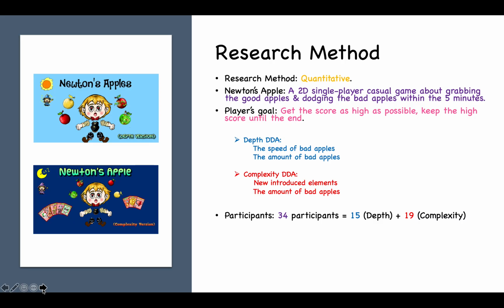The overall research method is quantitative. I created a 2D single-player casual game about grabbing the good apples and dodging the bad apples within 5 minutes. Players need to get the score as high as possible and keep the high scores until the end. In the depth DDA group, both the speed and the amount of bad apples change according to the actual scores of the players. For the complexity DDA group, new elements are introduced during the process, and the amount of the bad apples still changes according to the current scores of the players.